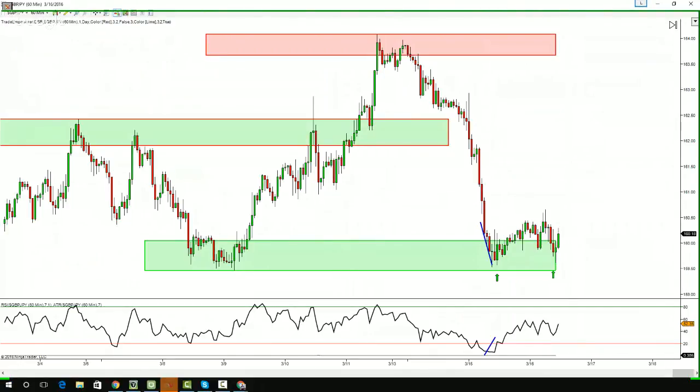Stochastics versus RSI. Who is number one? Either one. It doesn't matter. Personal preference. There's no magic system. There's no magic indicator. If there were, everyone would be trading that same indicator and everyone would be doing great, right? There's no magic indicator. All that matters is that you use whatever indicator you need to use efficiently and you use it consistently. That's all that matters.